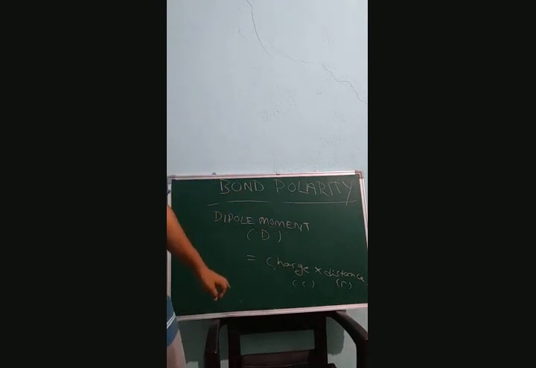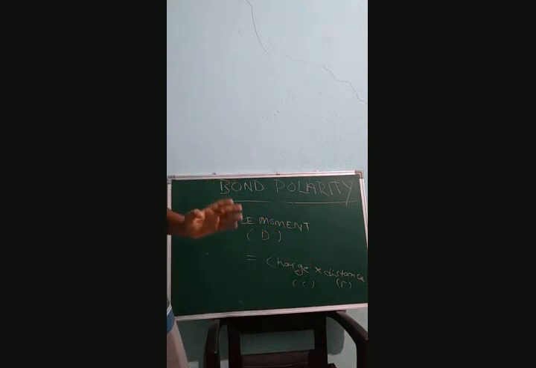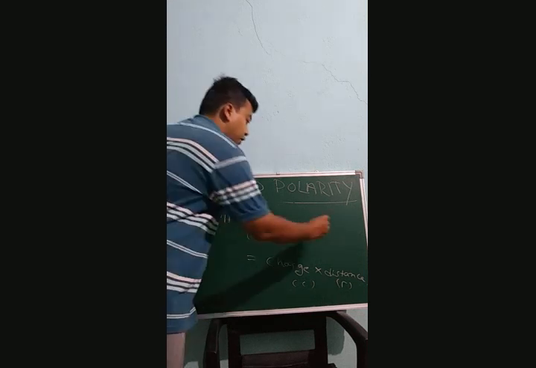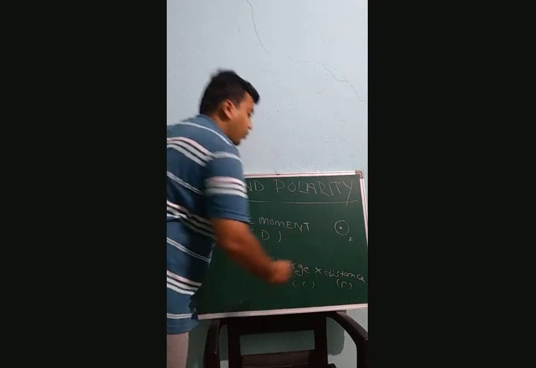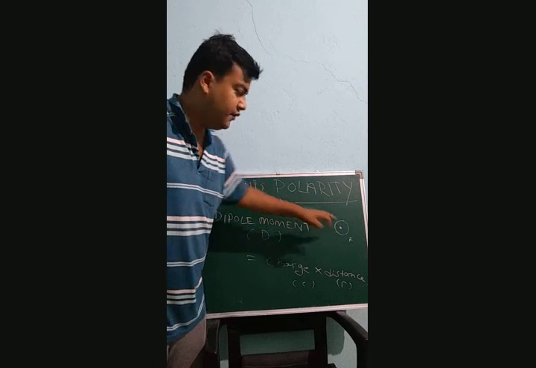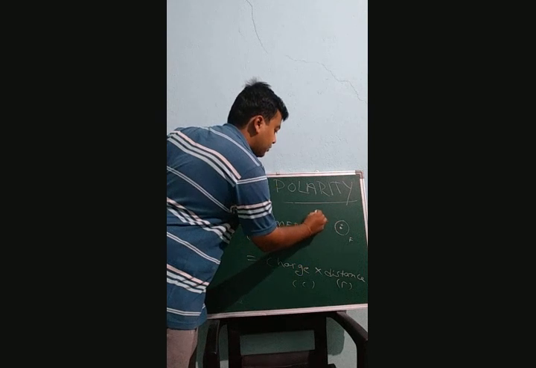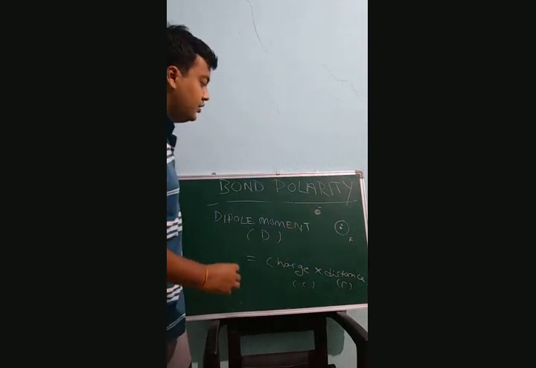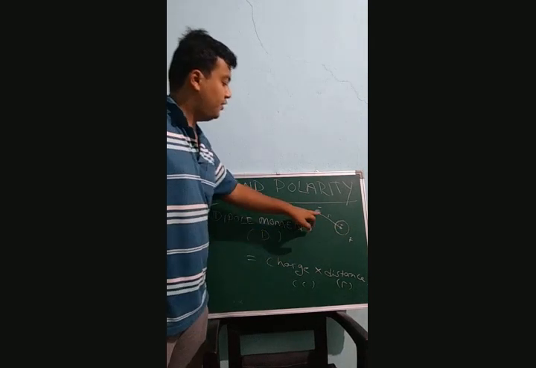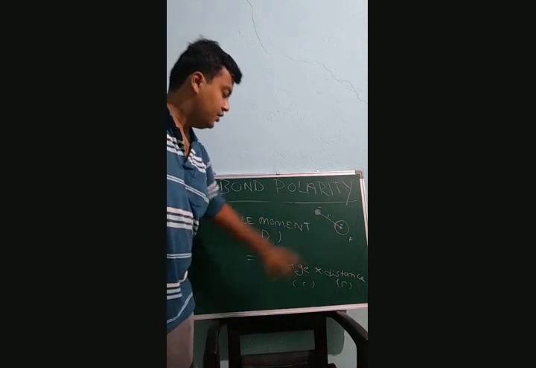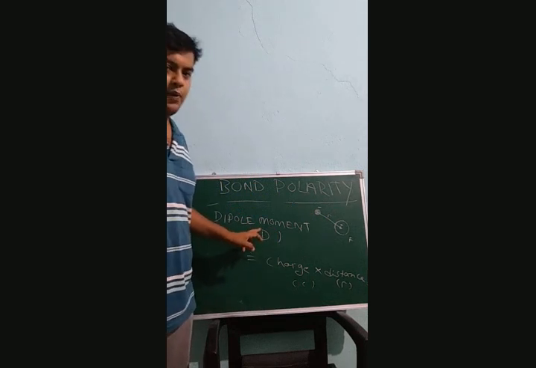We know the charge on the electron and the distance between the center of positive charge and negative charge. So if I say this is a fluorine atom and this center represents the positive charge, and here is one electron pair, this represents the negative charge. The distance between the centers of this positive charge and negative charge is multiplied with the total charge, and the resultant is a dipole moment.